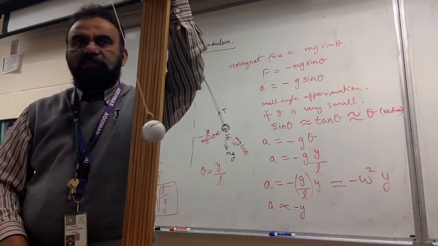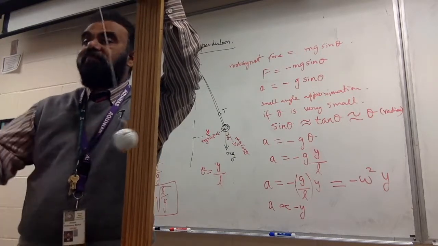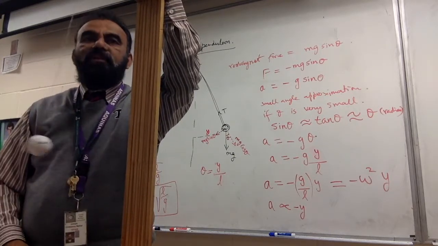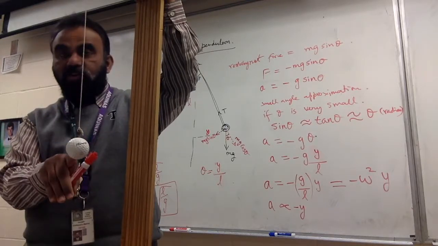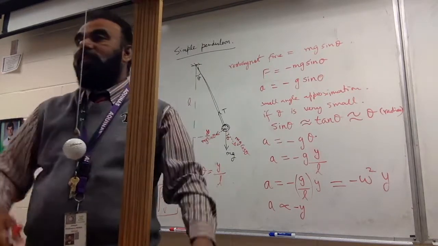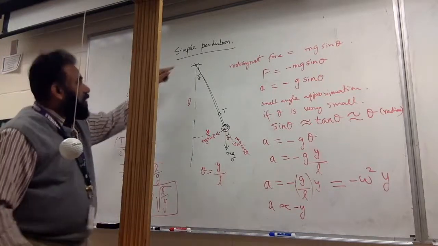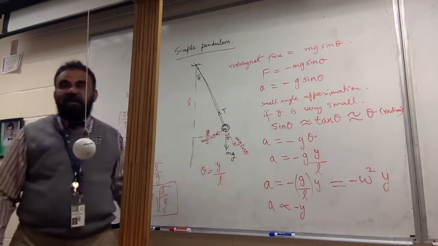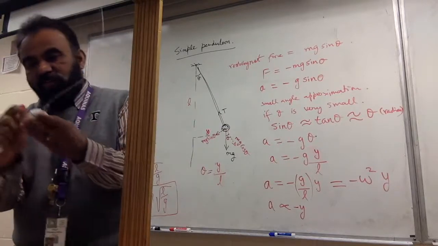Why? Because you shorten your distance from your center of gravity. Exactly. So what happens when you stand? You're standing up, which means the center of gravity is not here, it's somewhere here, which means you're shortening the effective length. So what is L? L is the distance from the point of suspension to the center of gravity, not to the end of the object. That is why the center of gravity is an important thing.